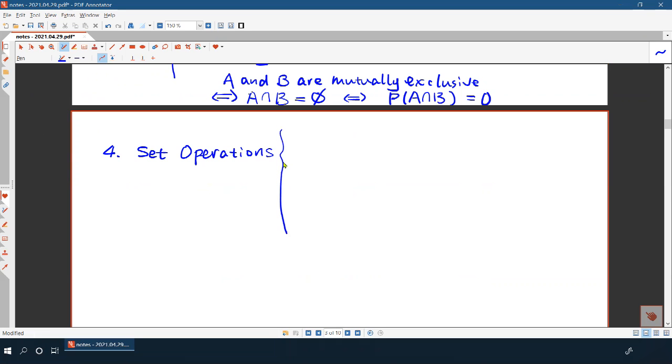So what types of operations have we learned? First of all, we have learned union, right? A union B is a new set that contains the elements that belong to A or B, right? Usually we can denote this by these signs.